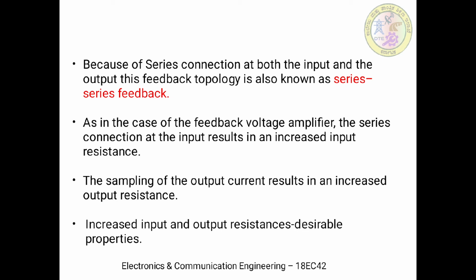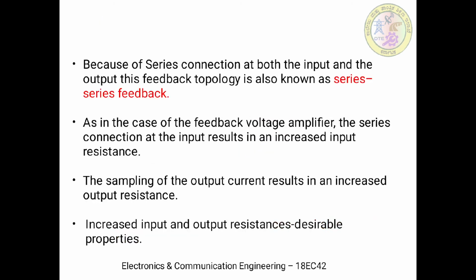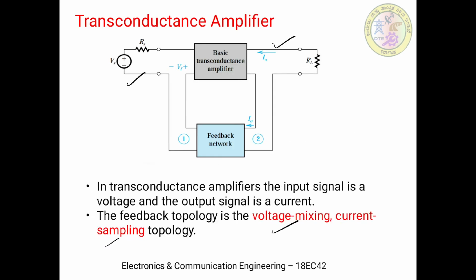Now you can have a little comparison with the voltage amplifiers also. As in the case of the voltage feedback amplifier, the series connection at the input results in an increased input resistance. This is one of the features of the transconductance amplifier. And the sampling of the output current at the output results in an increased output resistance. So increased input and output resistance are the desirable properties of these transconductance amplifiers, and that is achieved through this topology.